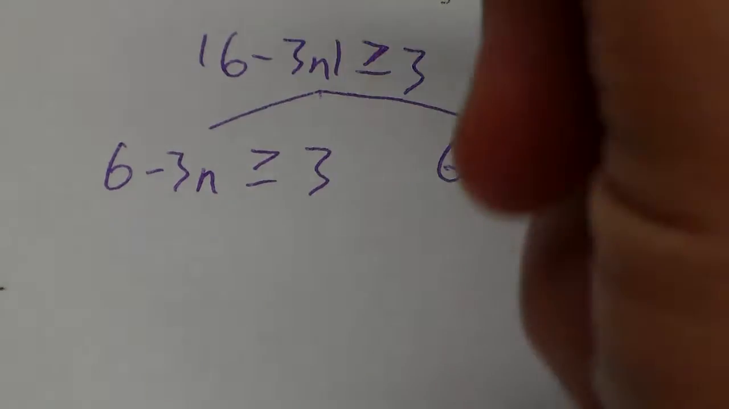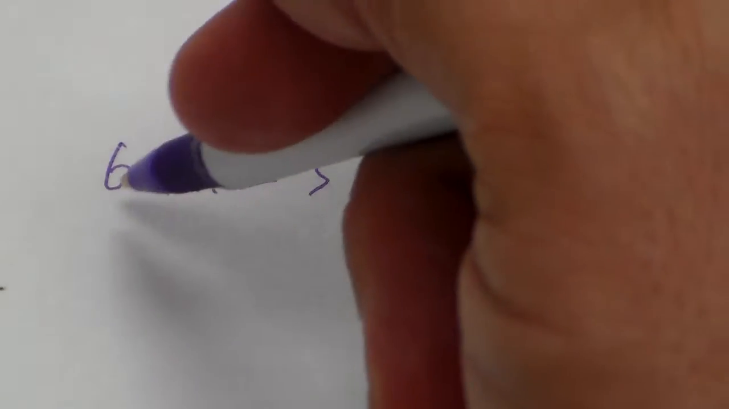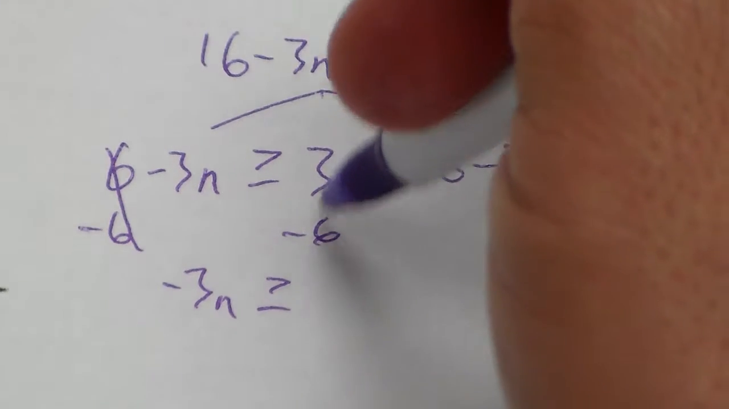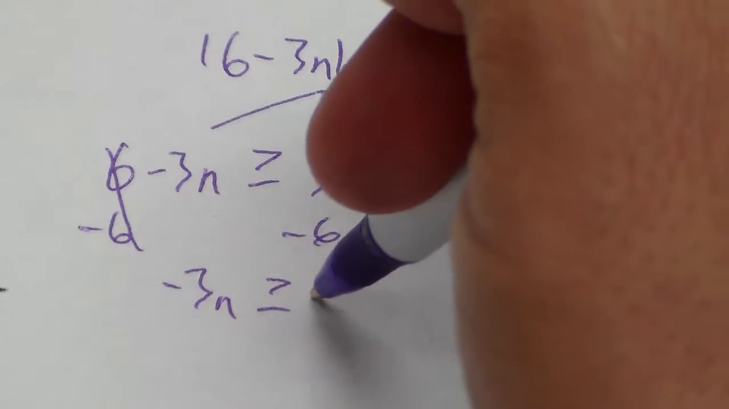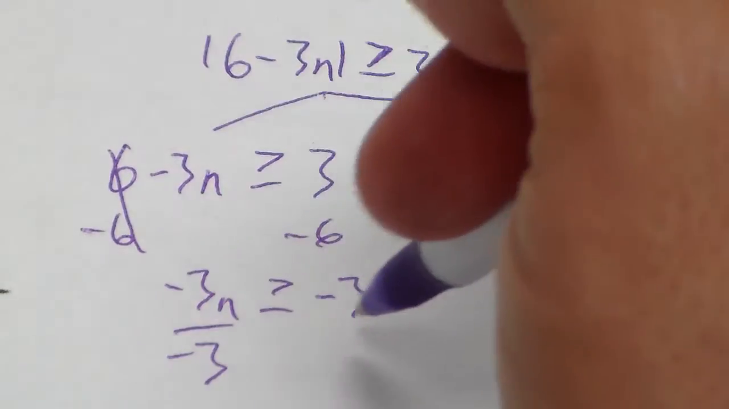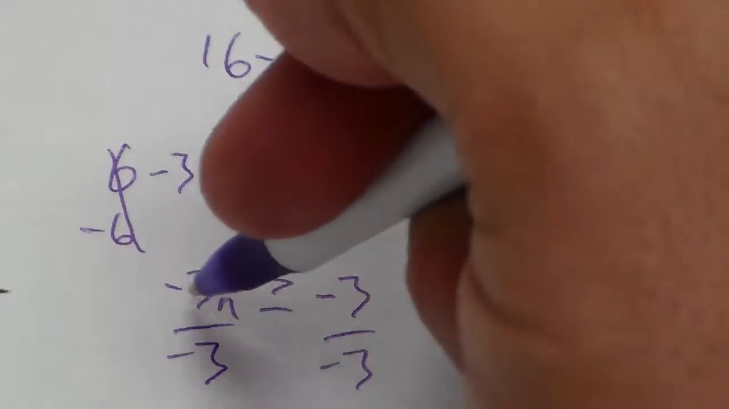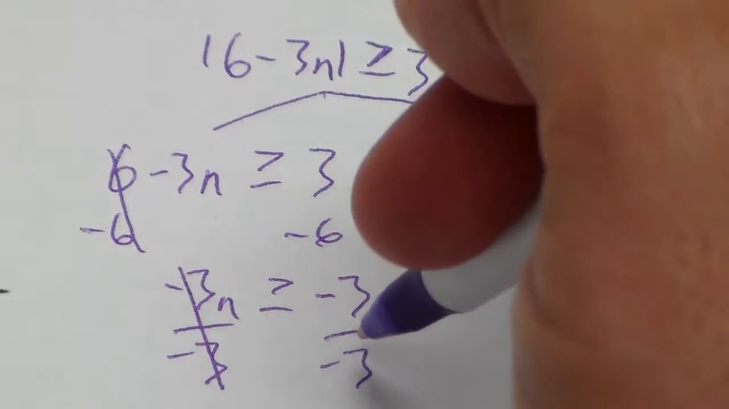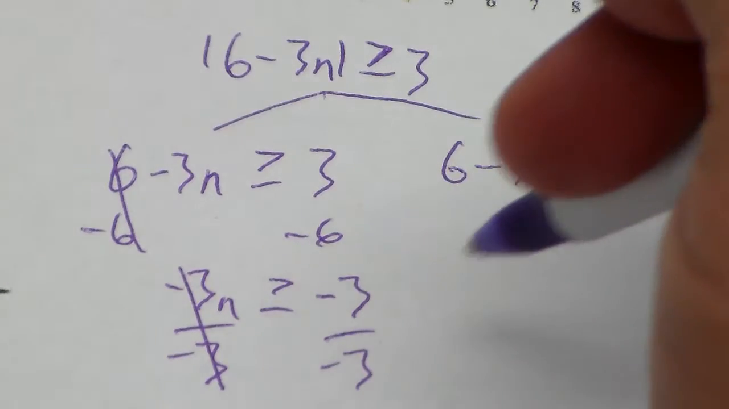Okay, beautiful. So we're going to go ahead and solve for these now. So we're going to minus 6 to both sides. So we get negative 3n is greater than or equal to 3 minus 6, which is just a negative 3. And then we're going to divide by negative 3, divide by negative 3, okay? So then, if you did it wrong, which I'm about to show you, n greater than or equal to negative 3 divided by negative 3 is a positive 1.